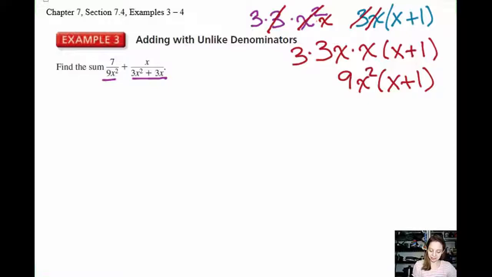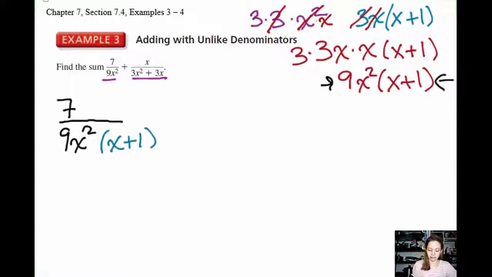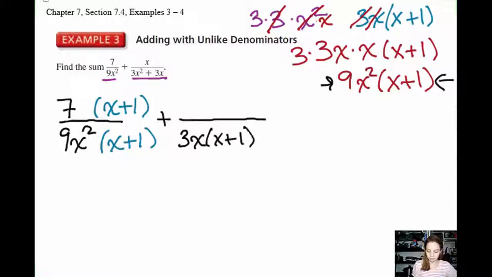So that's the first part. Now, we originally had 7 over 9x squared. To get our goal of a common denominator of 9x squared times x plus 1, we're going to have to multiply the first rational by x plus 1 in the denominator to get the common denominator, so I'll have to multiply the numerator also by x plus 1. Plus, it's going to help me if I factor the denominator to be 3x times x plus 1. And we have a numerator of x.